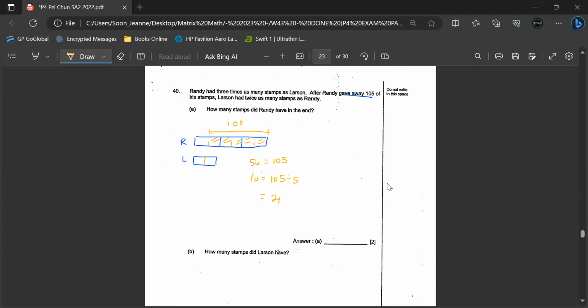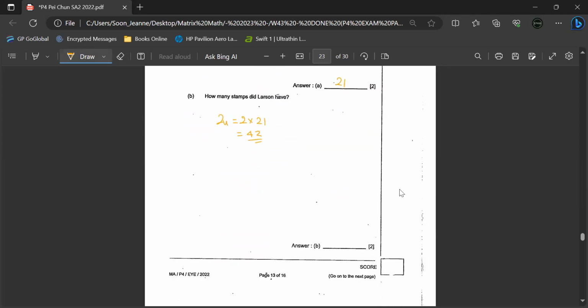So how many stamps did Randy have in the end? Randy only has 1 unit in the end. Your answer is 21 stamps. Okay, write down properly, 21. B is asking for how many stamps did Larson have. Larson, very simple. If you look at this, you actually know that Larson got 2 units. So just work to find out, 2 units will be 2 times 21. Your answer is 42 stamps. So just write down 42 here.